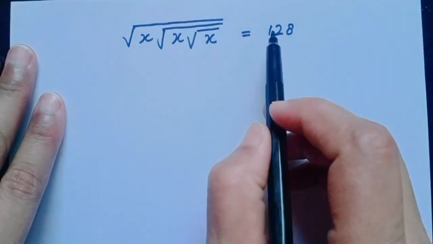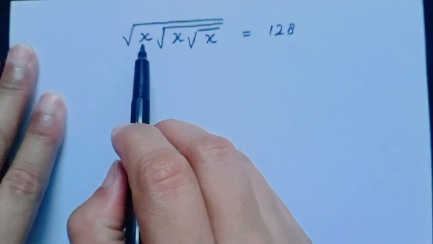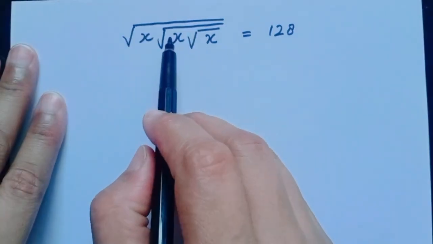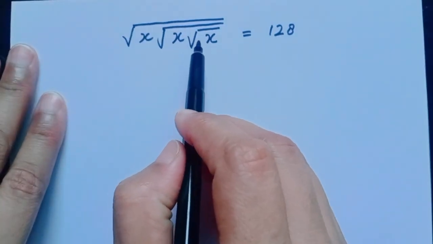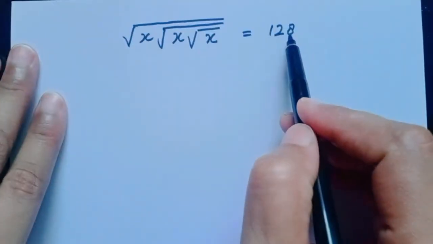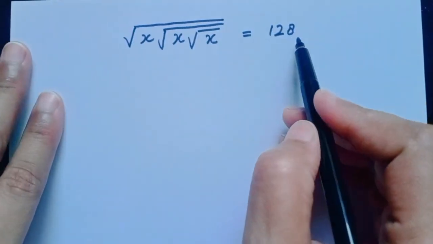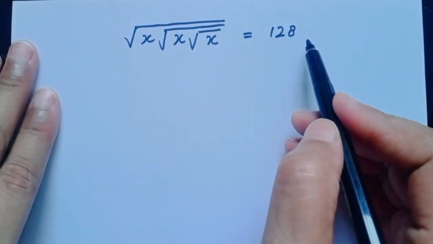Today I want to show you how to solve this question: square root x, and square root x, and square root x, is equal to 128. We need to find the value of x. First of all, I will use two methods to solve this question.